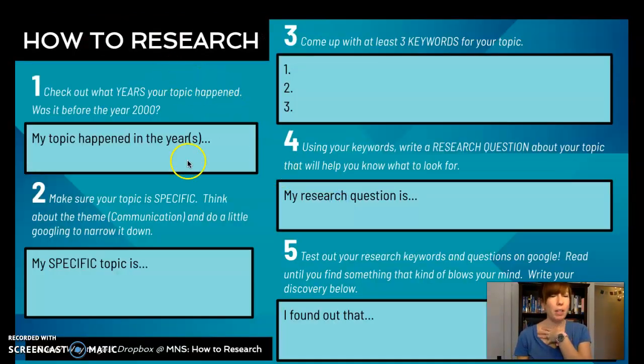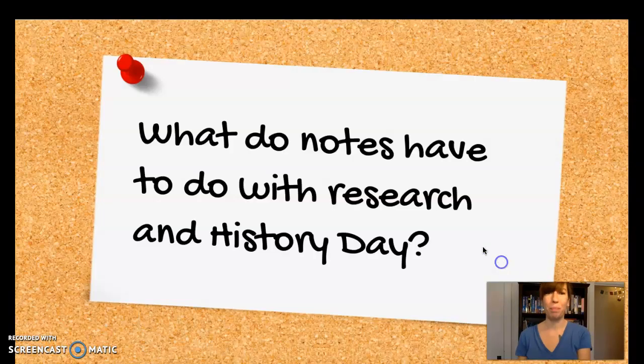And remember, this is what our assignment looked like on Monday, Tuesday. The how to research questions are over here. Come up with at least 3 keywords for your topic. Using those keywords, write a research question about your topic that will help you know what to look for. And test out your research keywords and questions on Google. Read until you find something that kind of blows your mind. So hopefully that helps jog your memory.